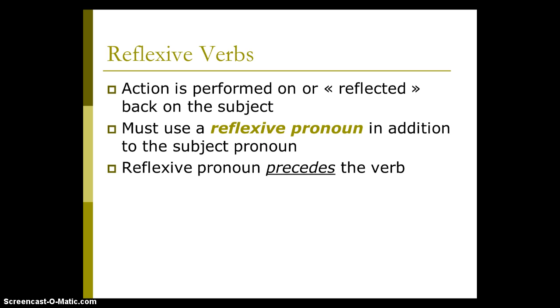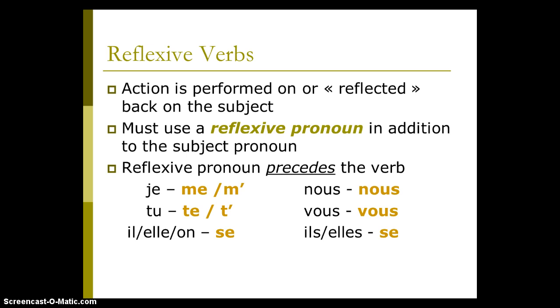So, what you have to remember is the reflexive pronoun goes in front of the verb. Subject, reflexive pronoun, verb. For the je form, the reflexive pronoun is me. Tu form is te. Il, elle, on: the reflexive pronoun is se. The reflexive pronoun in the nous form is nous, which is very interesting and weird for our ears. In the vous form, the reflexive pronoun is vous. And then in the ils and elles forms, the reflexive pronoun is se.